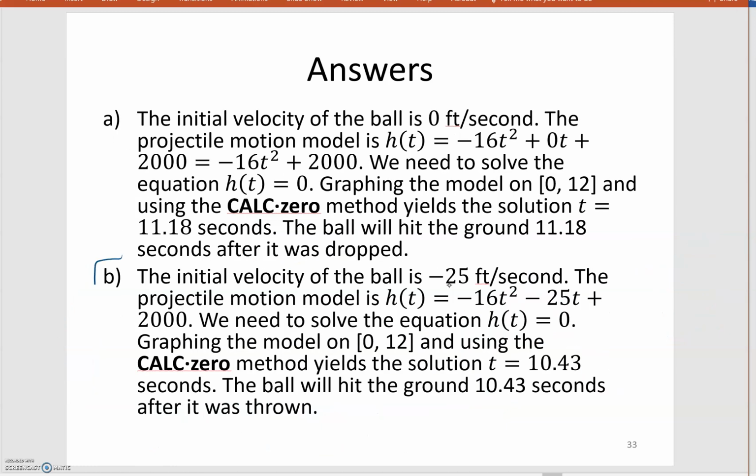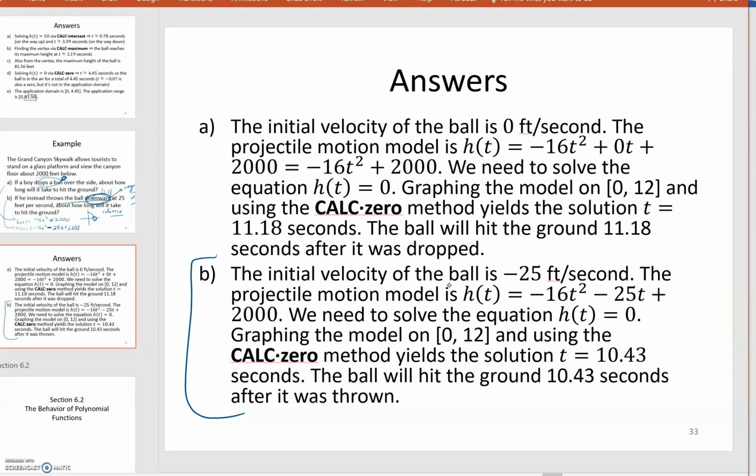And then we basically do the same thing. We want to graph it and find the 0. I don't think I need to run through that process again since we just did it. Sorry about that. So basically we will just do calc 0 once again, and you should find that the 0 for your new function is 10.43 seconds. So initially it was 11.18, but if you throw it down, then you can get there about 3/4 of a second faster.